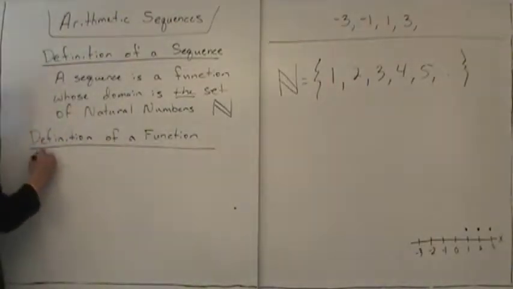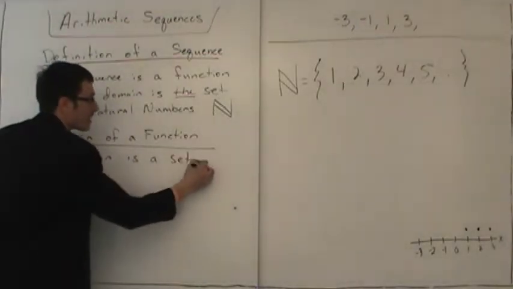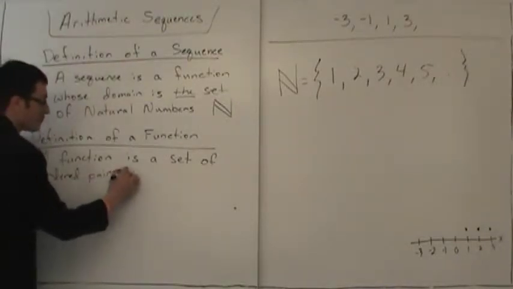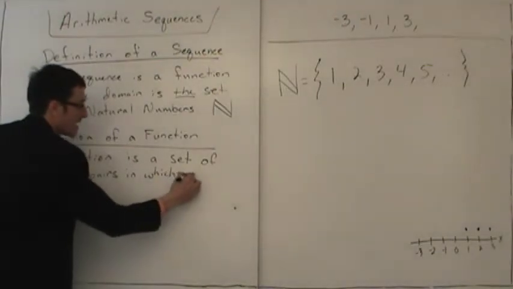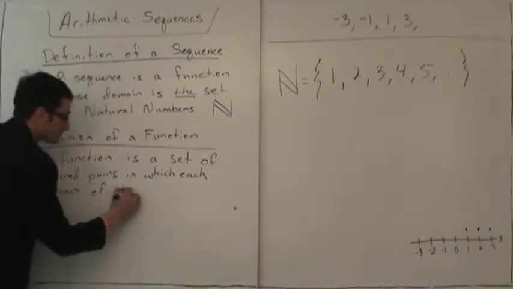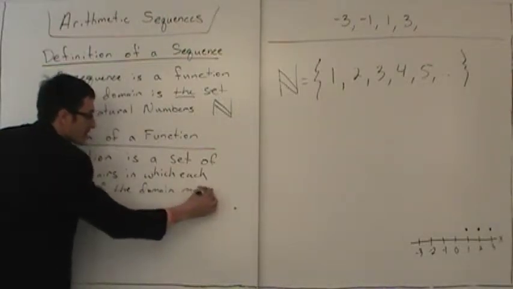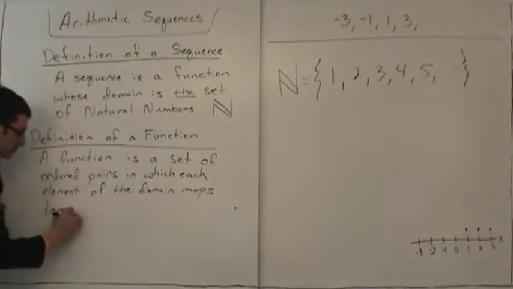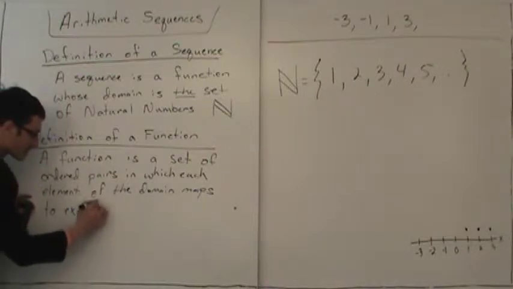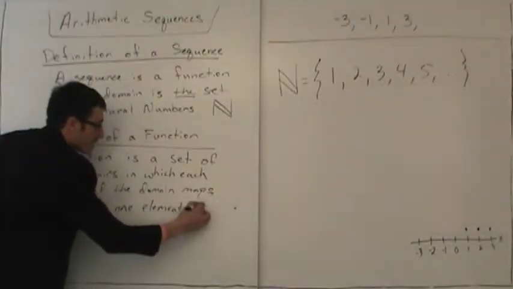The definition of a function says a function is a set of ordered pairs in which each element of the domain maps to exactly one element of the range.